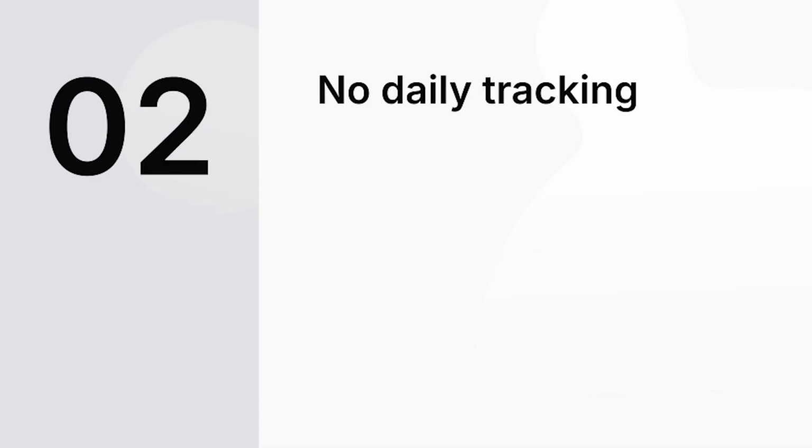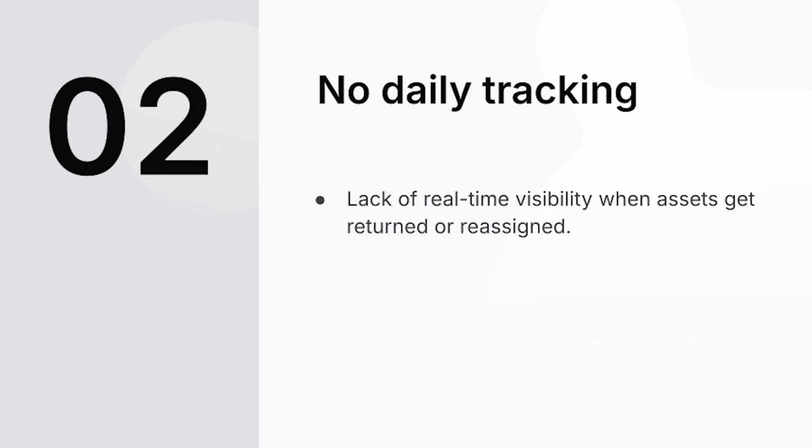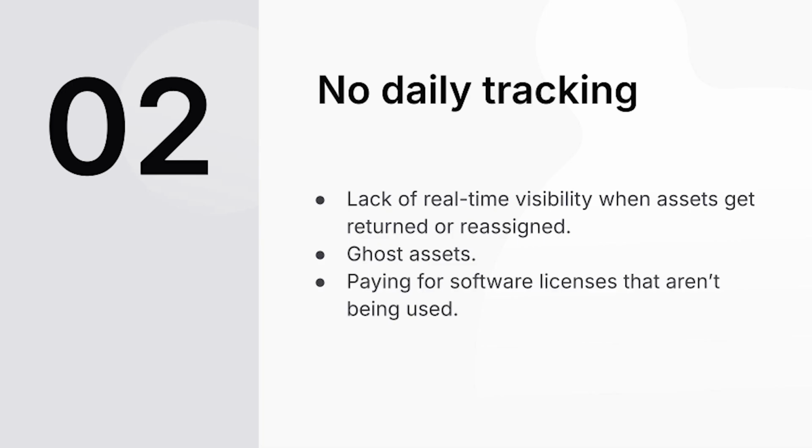Also, no daily tracking. Let's say an employee leaves the company and returns their laptop. That's great, but what happens next? Does someone immediately update the spreadsheet, or does the laptop sit in a storage room unused and forgotten? And if it's reassigned, how quickly does that change get reflected? If you don't have this sort of visibility, you end up with ghost assets, devices that exist somewhere but aren't being tracked properly. And it's not just hardware. Think about software subscriptions. If someone leaves but their Microsoft 365 or Adobe subscription doesn't get canceled, you're paying for licenses that aren't being used.